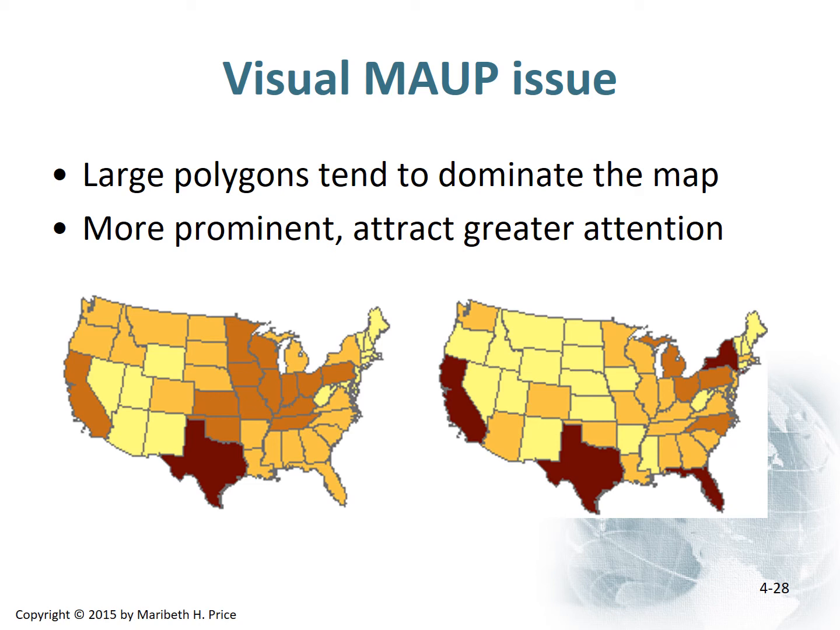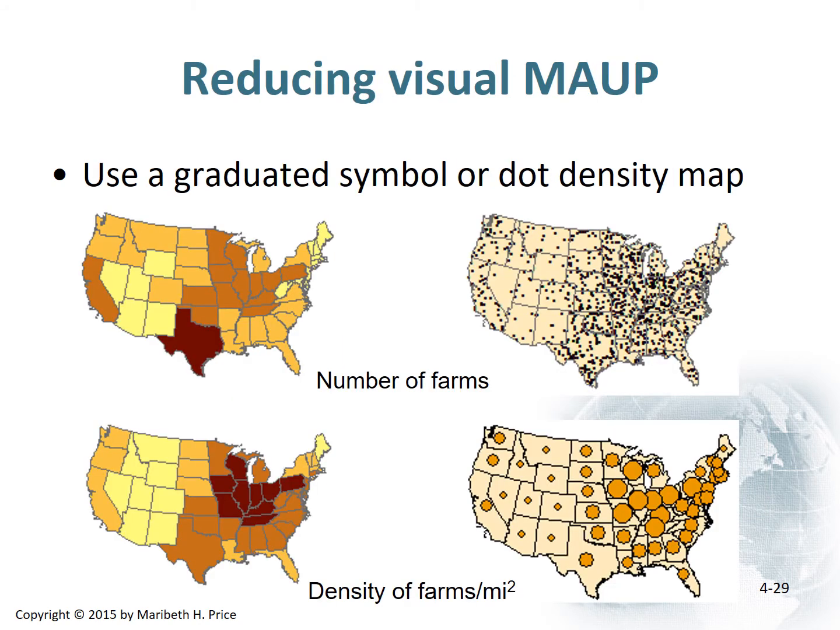Now, aside from the impact it has on analysis and how misleading it can be, there's also this concept of visual MAUP. And this happens when large polygons tend to dominate the map. They look more prominent and they attract more attention, even if they don't deserve it. So how do we reduce it? We look at other ways of representing that information on maps.